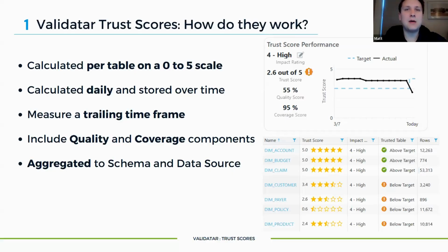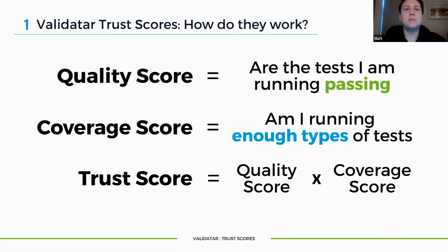So that's, again, how does it work at a high level? When we talk about those 2 components, we want to talk about 2 different things. Quality is a sense of, are the tests that I'm running passing or failing or erroring? If all of your tests are passing on a given object, you will have a 100% quality score. If some of them are failing, that is going to decrease. The coverage score is about, am I running enough types of tests?